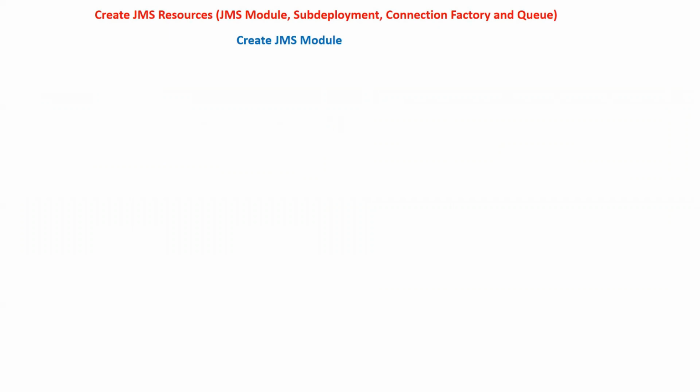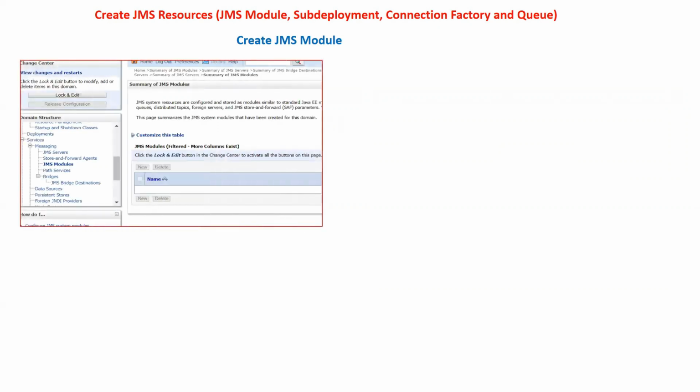Okay, now create JMS resources. That means I will create a JMS module. Inside that, I will create a sub deployment, which will be a collection of my different resources. So what are the resources? In my case, a connection factory and then a queue. Right. So first you have to create a JMS module.